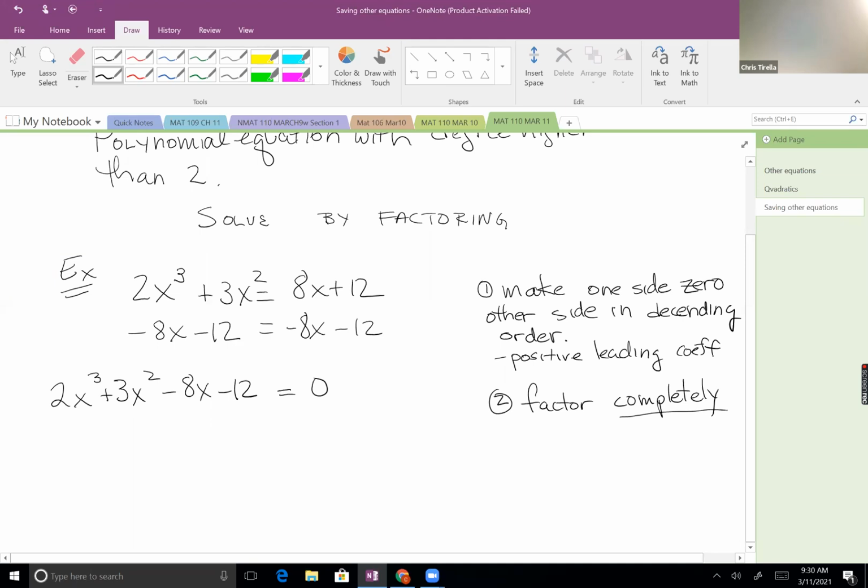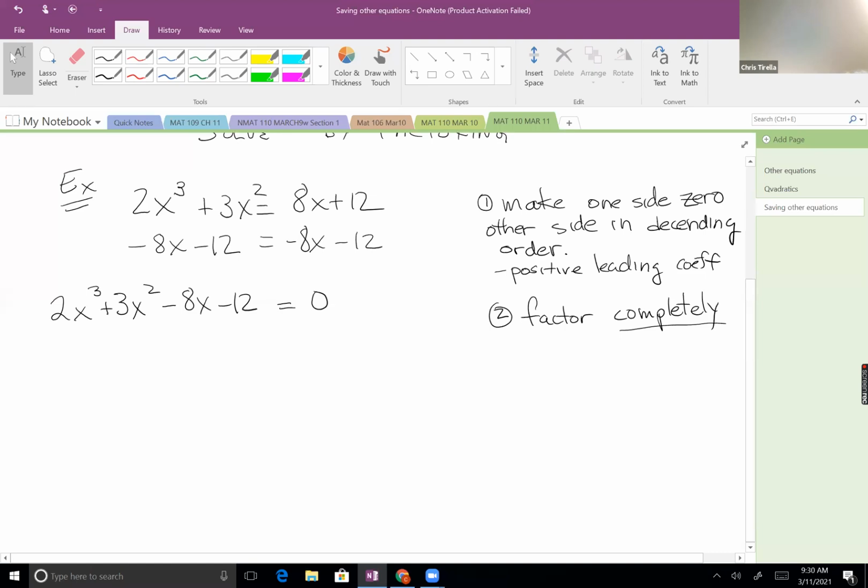And remember from last unit, when we were looking at just factoring polynomials, if it says factored completely, factor as much as you can. Don't be surprised if you have to factor more than once. As I look at this equation, whenever I factor, I say to myself, is there anything in common between 2x cubed, 3x squared, 8x, and 12? And I don't think so.